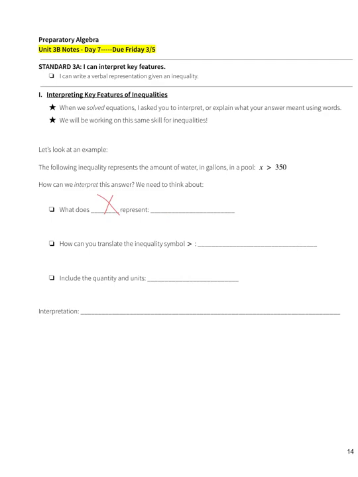Well, let's look back at the inequality. The following inequality represents the amount of water in gallons in a pool. Okay, so the amount of water in gallons in a pool. That is our unknown, but we know X is greater than 350. So the amount of water in gallons is greater than 350. So what does X represent? X represents the amount of water in the pool in gallons.